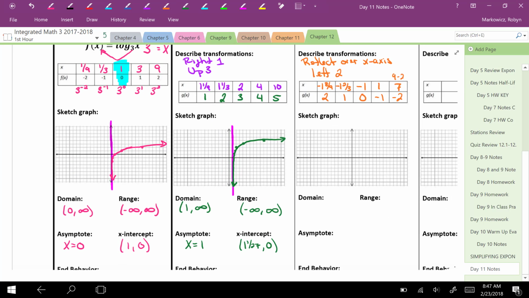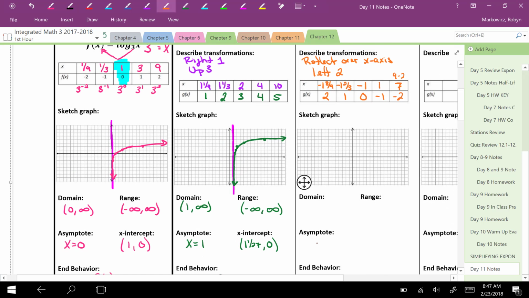Where is my vertical asymptote at? X equals negative 2. So I'm going to draw that in there. And go ahead and plot your points. Remember, this is going to be a reflection, so it's going to be flipped.